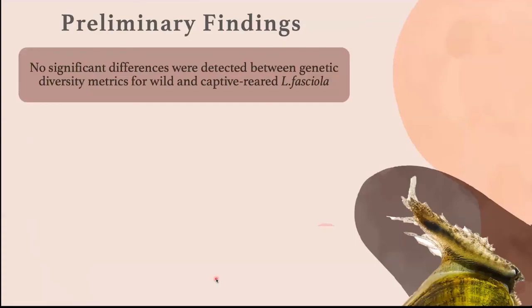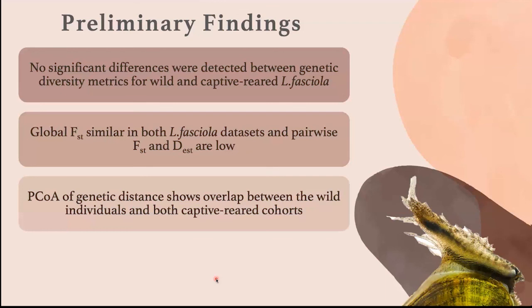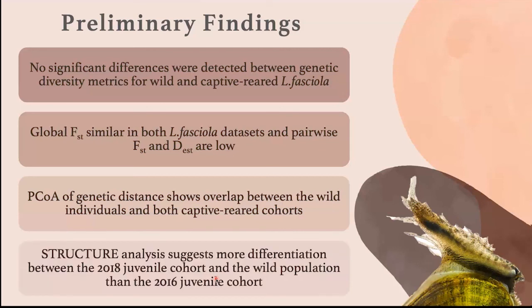Overall, so far in our analyses, we see no evidence of significant difference in genetic diversity between the wild and the captive-reared Lampsilis fasciola. The pairwise FST and DST values are low, indicating no differentiation between the groups. And PCoAs of genetic distance show overlap between the wild individuals and the captive-reared cohorts, indicating little genetic differentiation. And even though the structure analysis shows more differentiation, we think this is an artifact of microsatellite scoring and sample sizes. So we're going to be doing some additional analyses to investigate that.